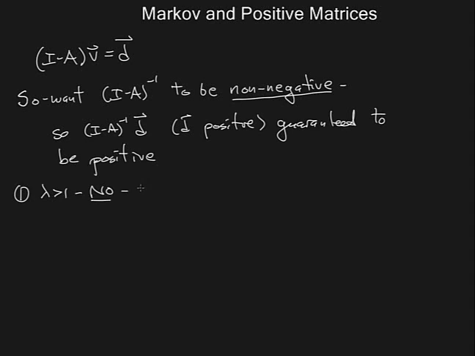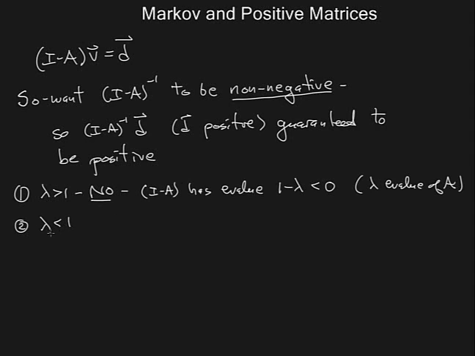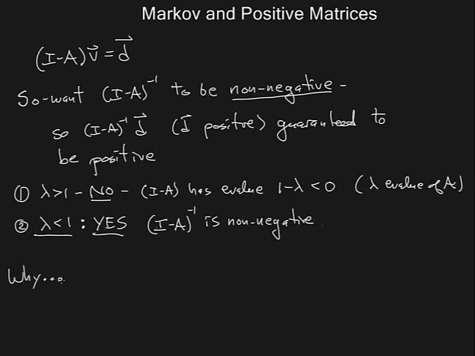Well, if you have a real eigenvalue which is bigger than 1, then you lose, because I minus A is going to have an eigenvalue 1 minus lambda, and that's certainly going to violate this. So the key point is that if lambda is less than 1, then everything works. That's the sort of punchline of the input-output model. The fact is that if lambda is less than 1, actually all of the eigenvalues are less than 1 in absolute value, then I minus A inverse is a non-negative matrix.